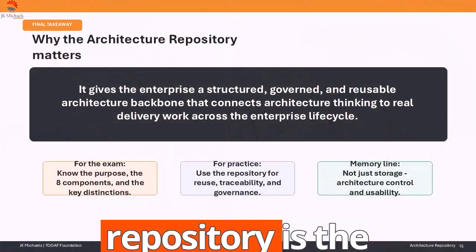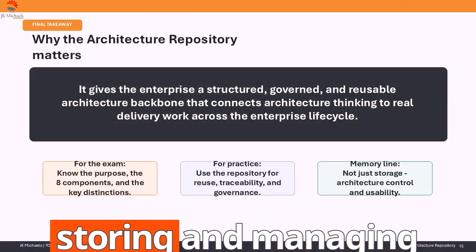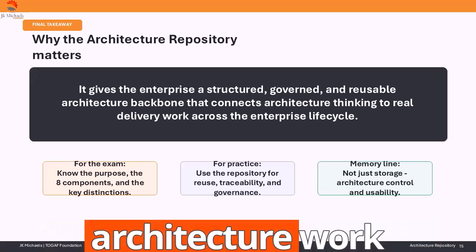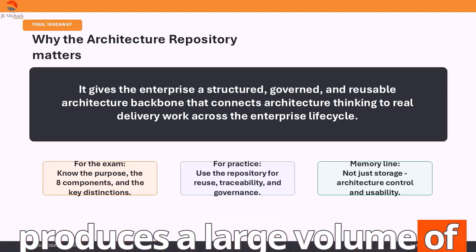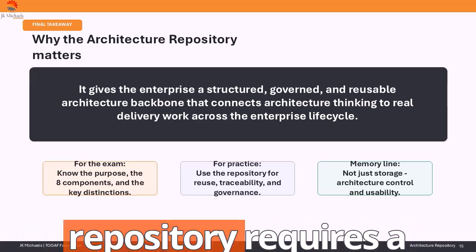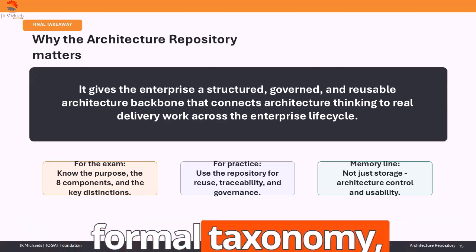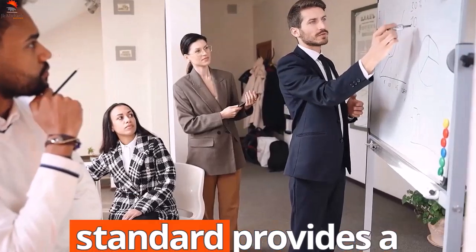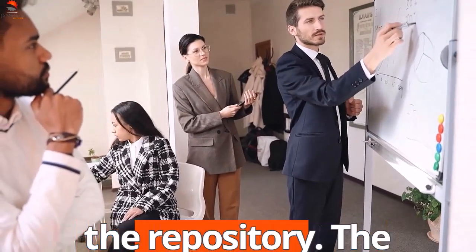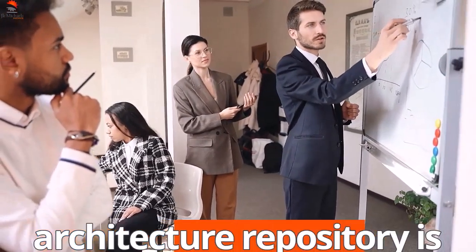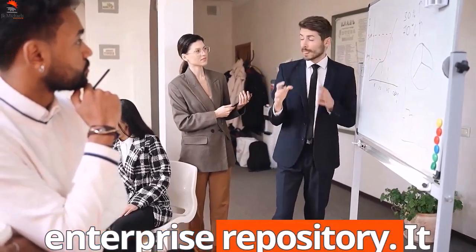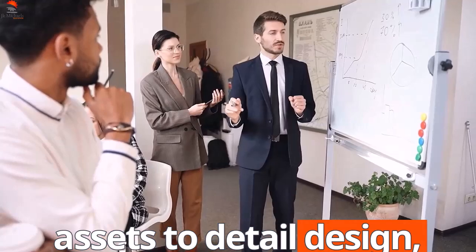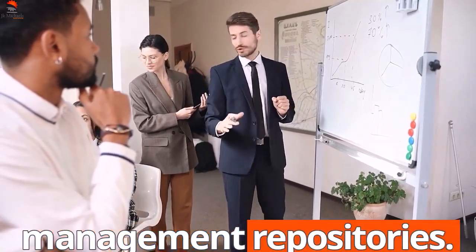The architecture repository is the structured place for storing and managing architecture assets. It is needed because mature architecture work produces a large volume of output. Effective use of the repository requires a formal taxonomy, dedicated processes, and supporting tools. The TOGAF standard provides a structural framework for the repository. The architecture repository is part of the wider enterprise repository. It can link architecture assets to detailed design, deployment, and service management repositories.